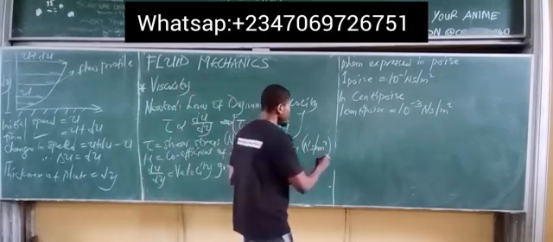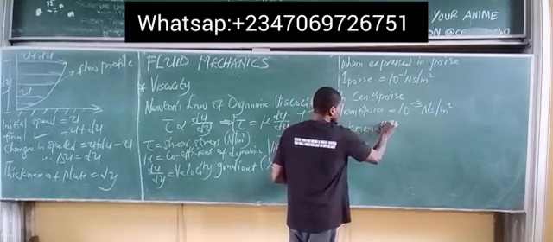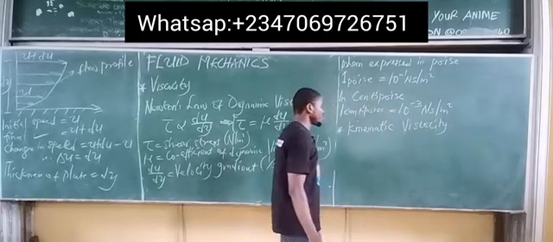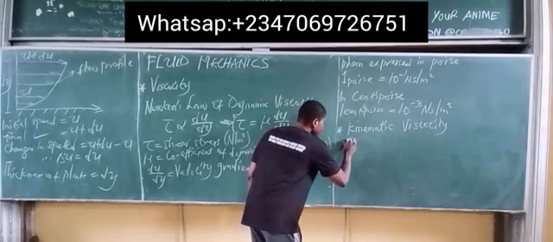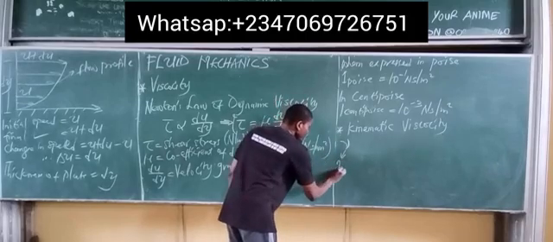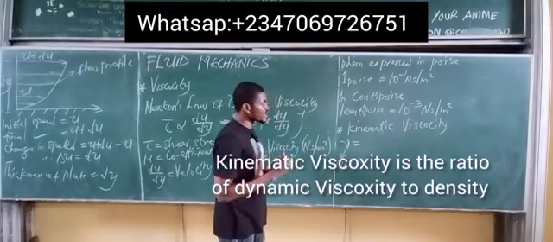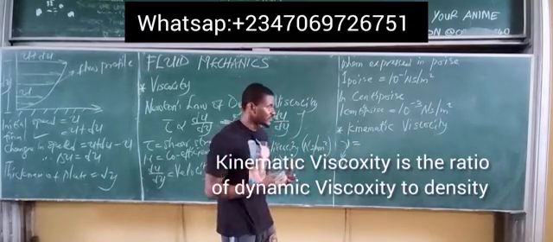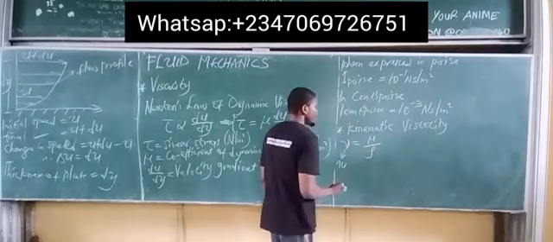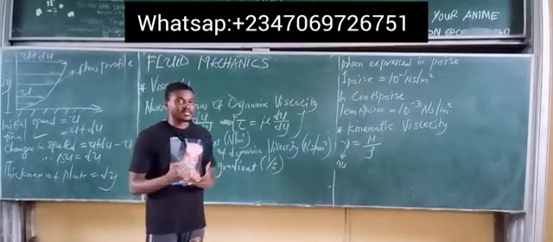We also have that unit, kinematic viscosity, simply symbolized by the Greek symbol nu. And kinematic viscosity is simply the ratio of dynamic viscosity to density. So simply dynamic viscosity mu all over rho. The ratio of dynamic viscosity to density gives us kinematic viscosity.